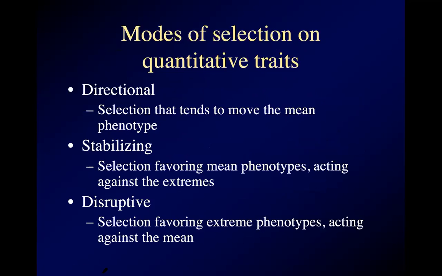And you can select on quantitative traits, and that tends to happen in 3 different ways. These you need to know. These are actually on that practice exam. There's directional selection, stabilizing selection, and disruptive selection. Directional selection moves the mean phenotype. Stabilizing favors the mean and acts against the extremes. Disruptive selection favors the extremes and acts against the mean. Let me show you what these look like.